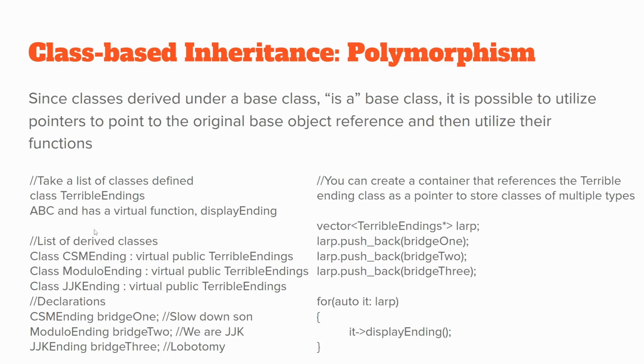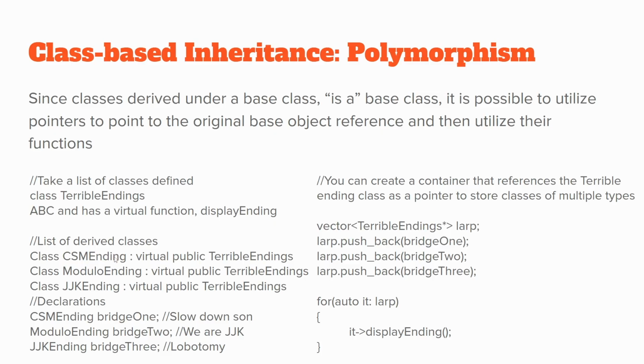In this example, just imagine that I've made an ABC class called Terrible Endings, and then I have a list of derived classes that virtually publicly inherit from Terrible Endings as well, such as Chainsaw Maid Ending, Modulo Ending, and JJK Ending, and I declared the objects for each one. If you wanted to create a program that would call the display ending function within all of these classes, because it's a pure virtual function that each of them inherit, you need some way to parse them and maybe even compare each type of base.